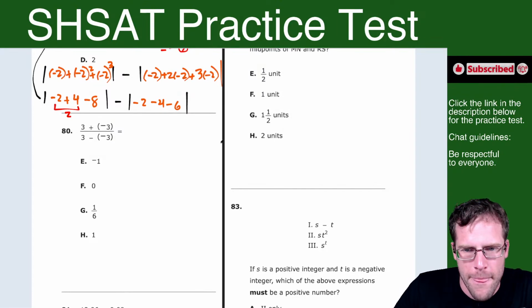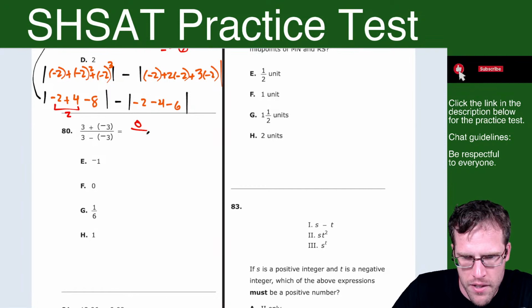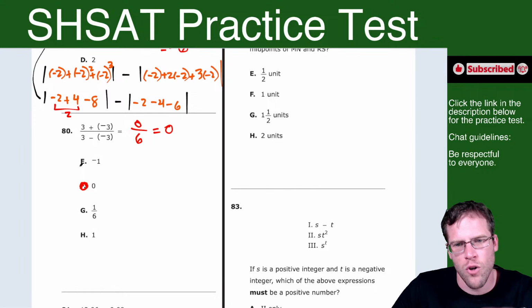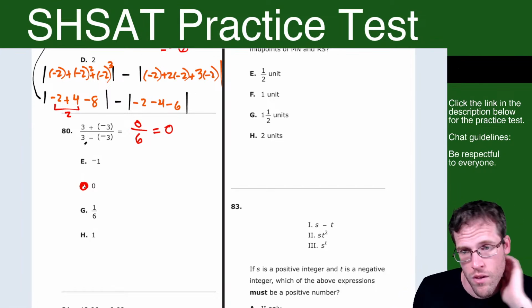All right. 3 plus negative 3 equals 0 over 3 minus negative 3 is 6, and 0 divided by 6 is 0. I hope it's that easy. Yeah. Cool.